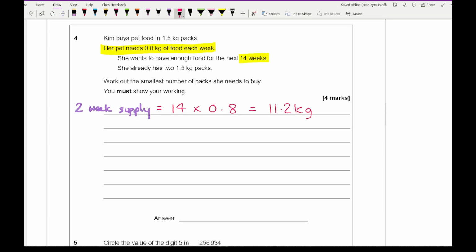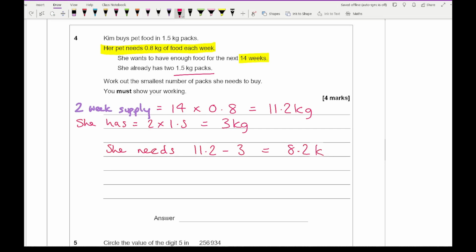Now, she already has 1.5 kilogram packs. So she has 2 times 1.5, which is 3 kilograms of pet food. So she needs 11.2 minus 3, which is 8.2 kilograms.